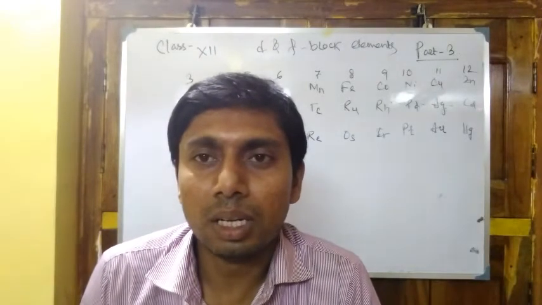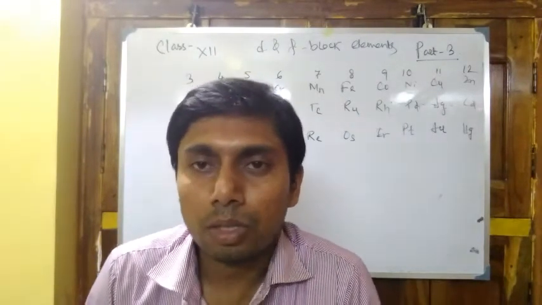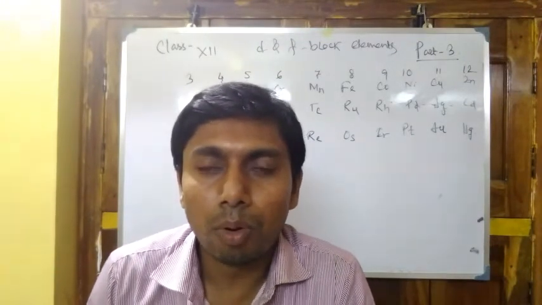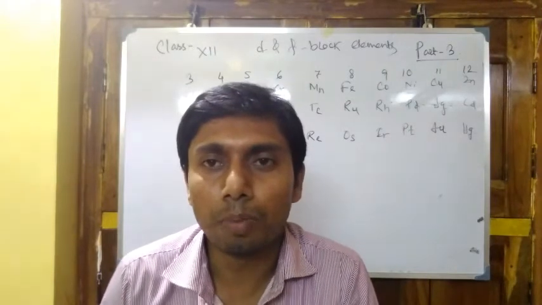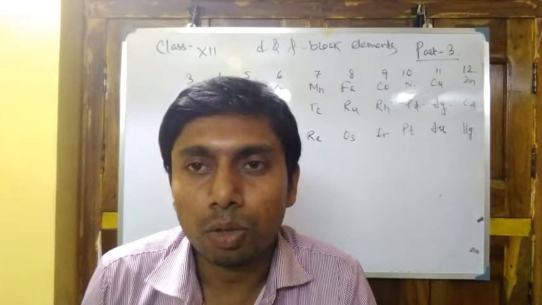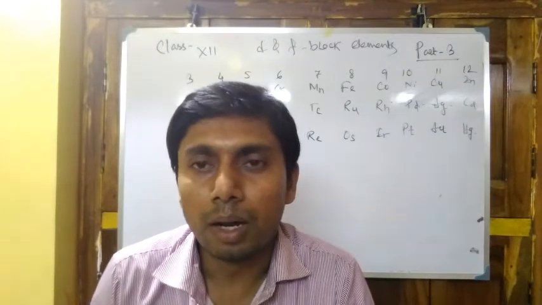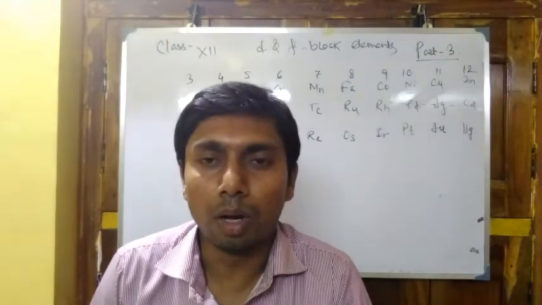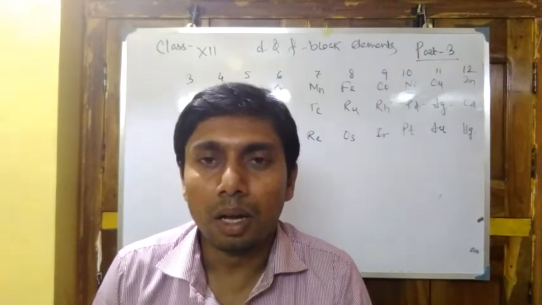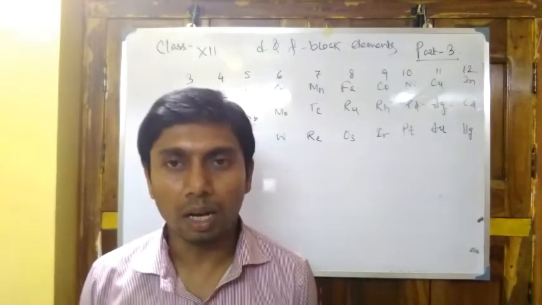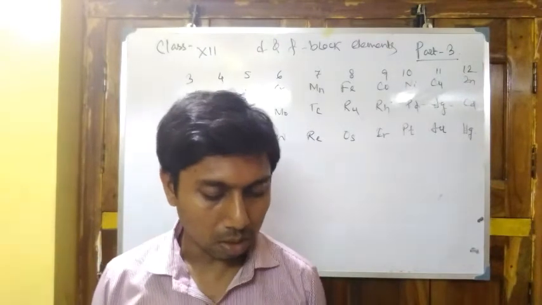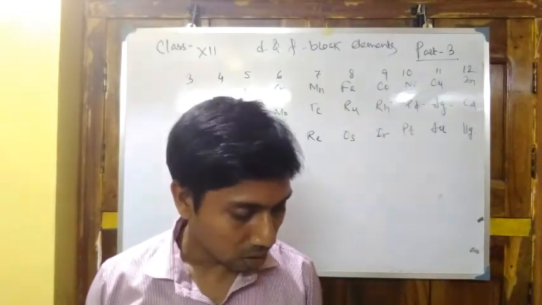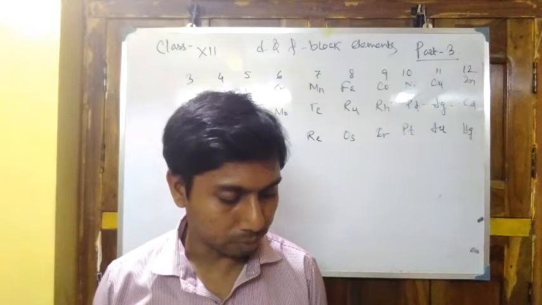We are discussing the chapter D and F block elements. Today it is part 3 of this chapter. Follow on the board that there are the elements of D and F block, that is group 3 to group 12. Now some characteristics of these elements are already discussed, that is the oxidation state, the colored compounds or reason behind the color, the complex ions formed, and the alloy formation and their crystal structures, etc.